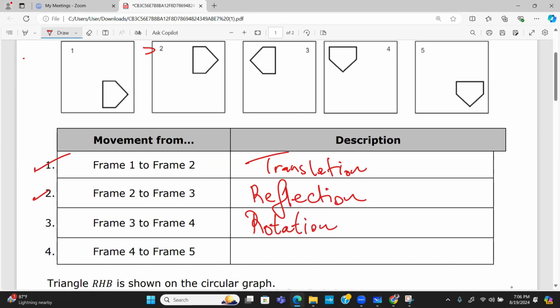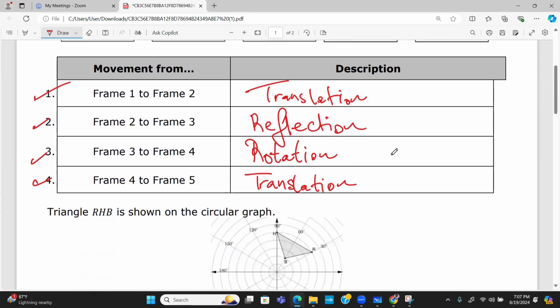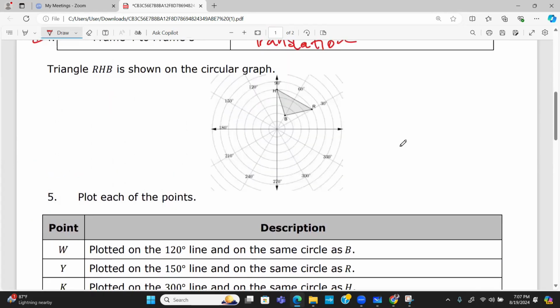Let us look at frame 4 to 5. As you could see, this just moved down, right? So it just moved down. So basically what we're seeing here is another translation. So there it is. We were just trying to identify the type of transformation that took place in these 4 frames. Let's take a look at question 5.